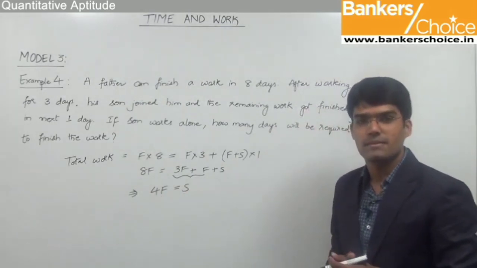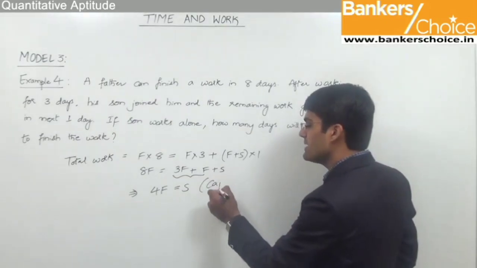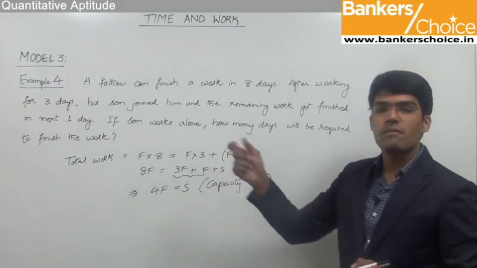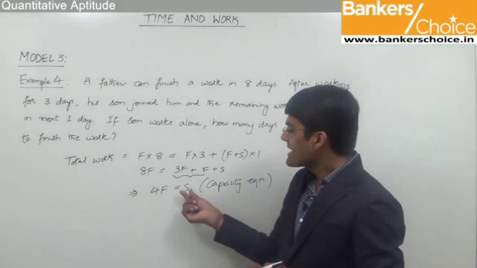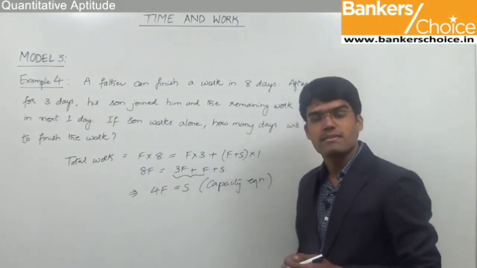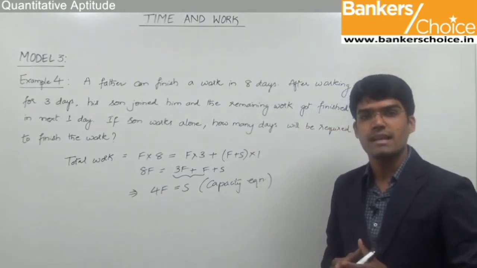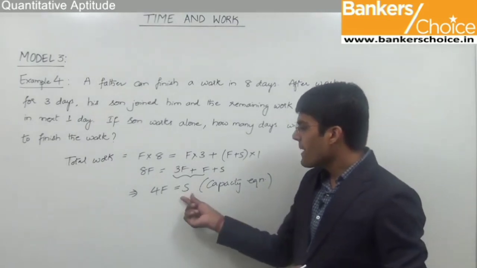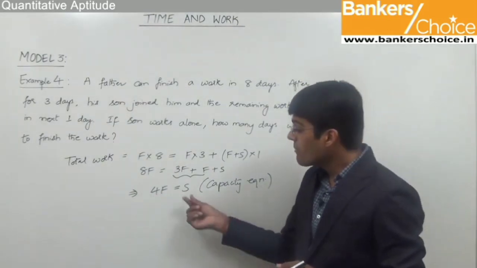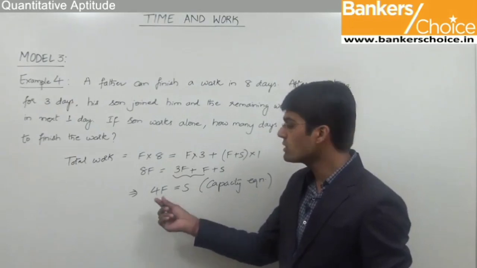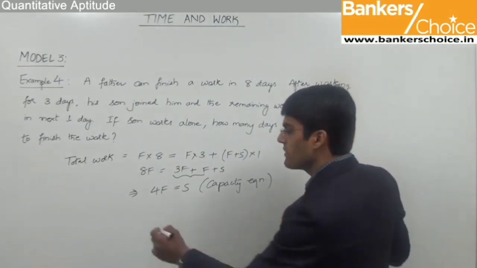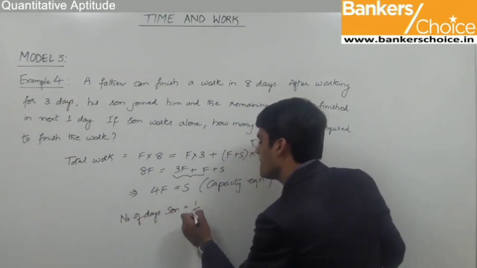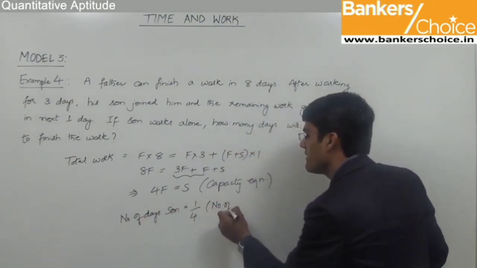the father's capacity. Understand, this is a capacity equation, and here we are supposed to find out the number of days required if the son works alone. So here son's capacity is 4 times the father's capacity. In the beginning of the session we have discussed that capacity and number of days are reciprocal to each other. So if son's capacity is 4 times the father's capacity, number of days required by son should be 1/4 of the number of days required by father. So we can say that number of days for son should be equal to 1/4 of number of days taken by father.